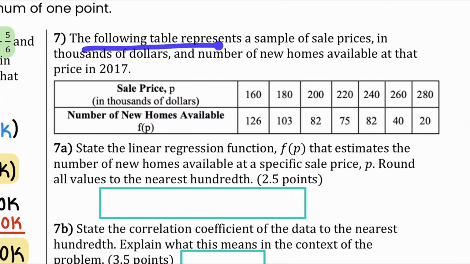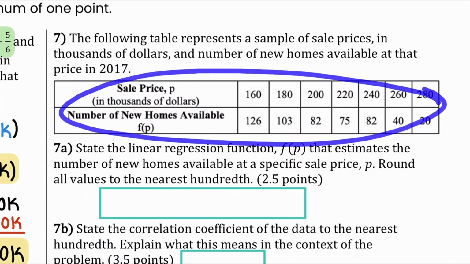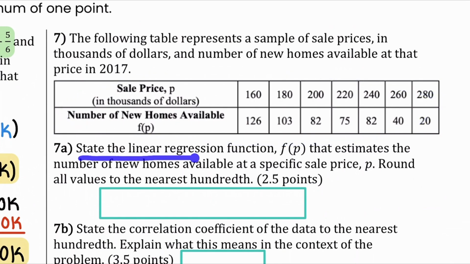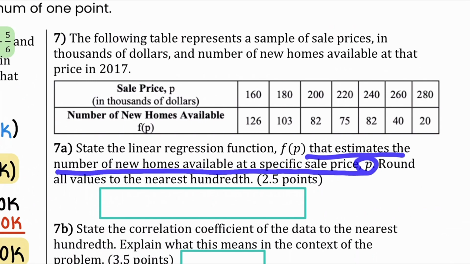Let's look at 7. So 7, we have the following table represents a sample of sale prices in thousands of dollars and the number of new homes available at that price in 2017. So they give us some random table, and let's see. State the linear regression function f of p. Don't get got, y'all. F of p that estimates the number of new homes available at a specific price p and round all values to the nearest hundredth.